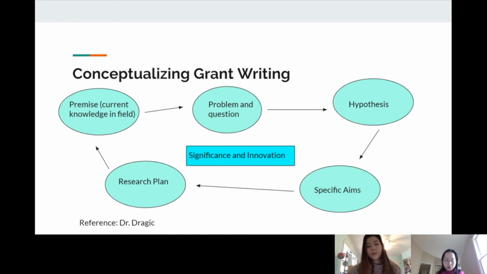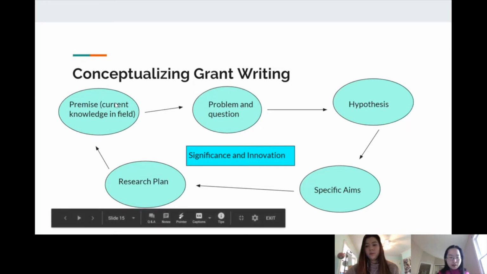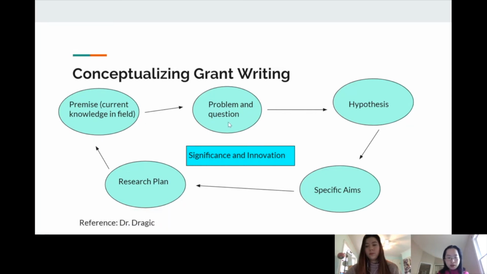So this is a flow chart that Dr. Dradrick had presented that I thought was really excellent, so I wanted to present it to you guys. You start off with the premise, and that's kind of like the current knowledge in the field. And then you go to the problem and the question: what is the problem? What are the gaps in knowledge, or what is missing from the current knowledge or current innovations, and what specific question do you want to approach?